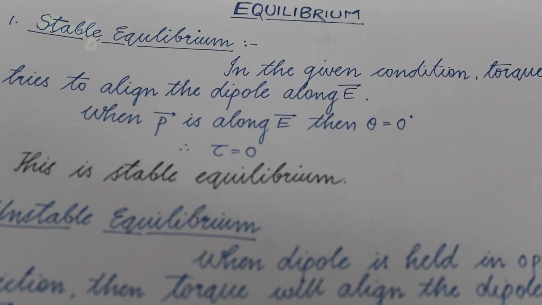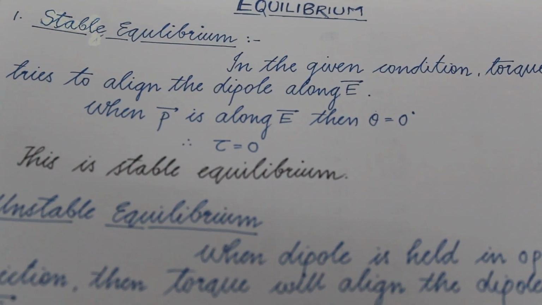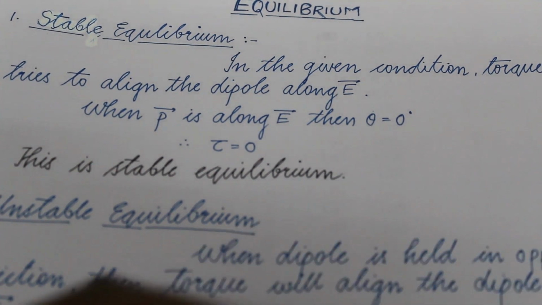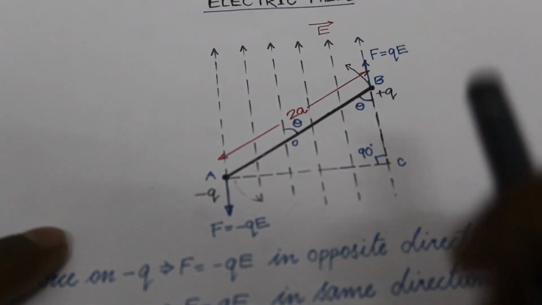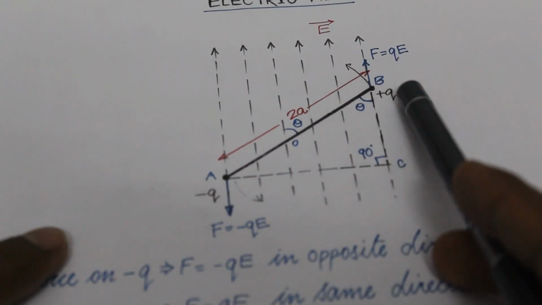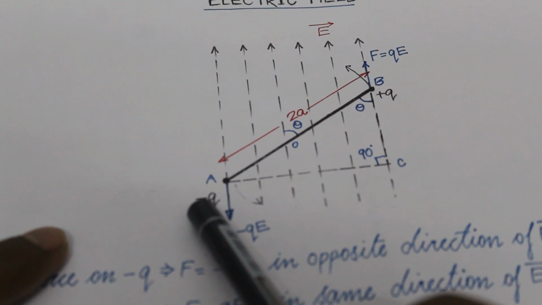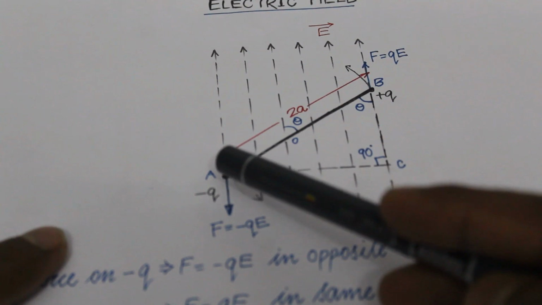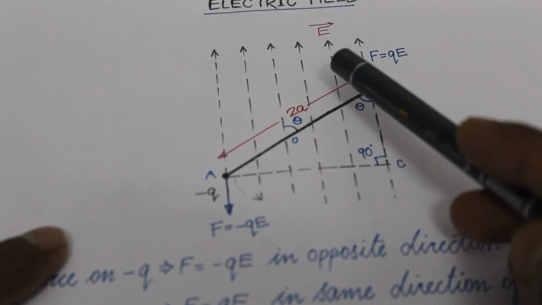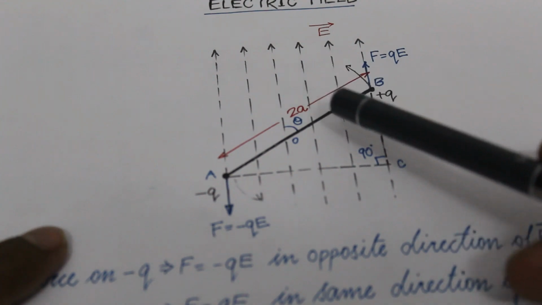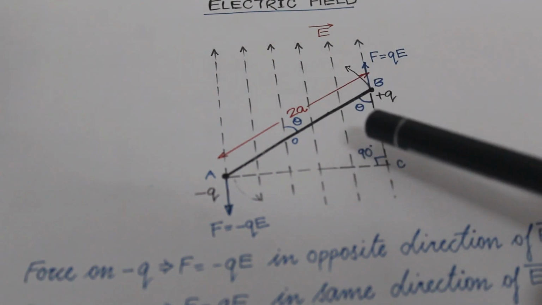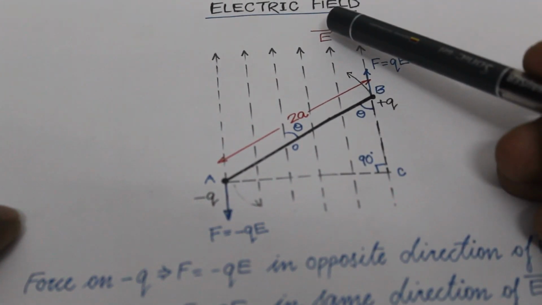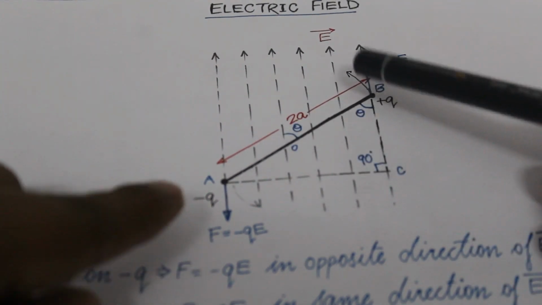Now we'll study about equilibrium. There are two kinds of equilibrium: stable equilibrium and unstable equilibrium. Talking about stable equilibrium, as we have seen in this diagram, AB, a dipole, is aligned in such a way that at point A there is minus q charge, and at point B there is plus q charge. So the torque will try to rotate this dipole such that the dipole aligns in the direction of electric field, or you can say the direction of its dipole moment and that of external electric field is same.